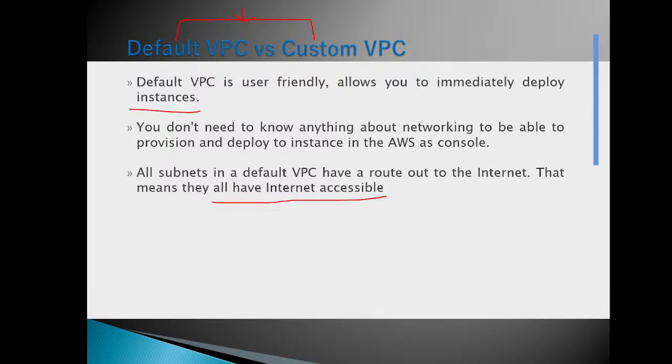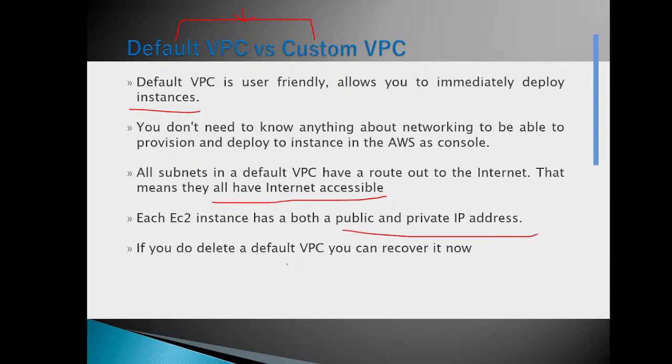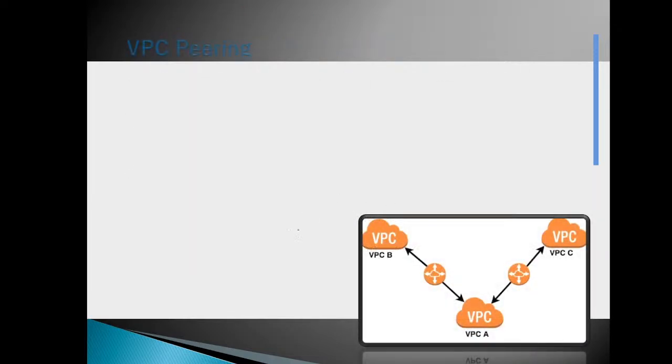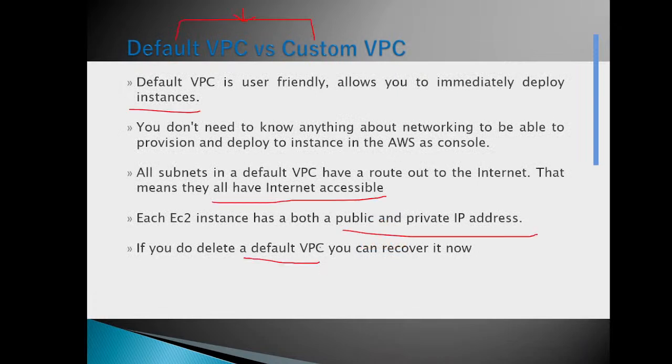So every machine will have internet access in the default VPC. Each EC2 machine has both a public and a private address. If you delete the default VPC, you can recover it now. Before that, if you deleted the default VPC, it took time and some effort to recover it.